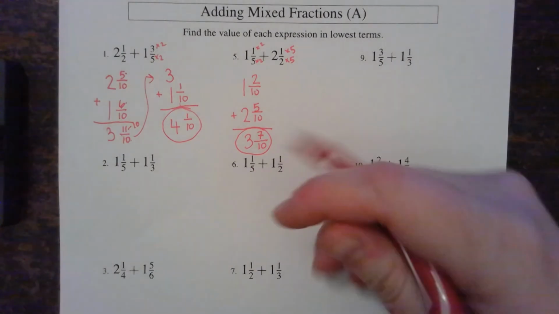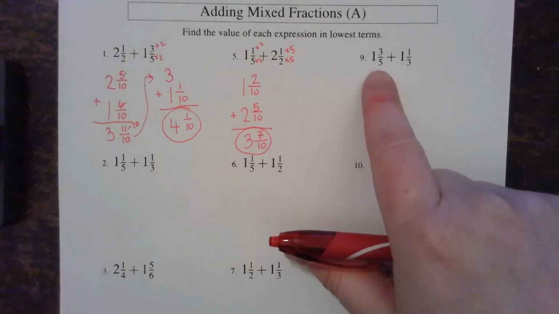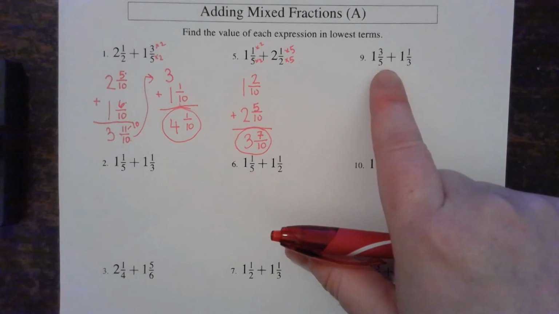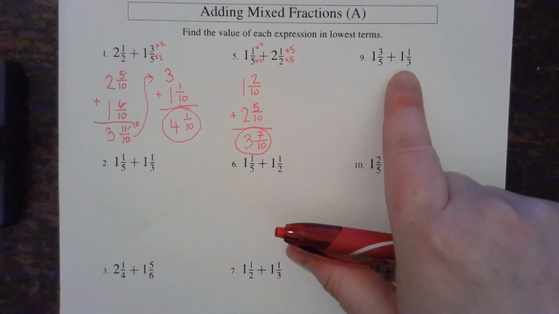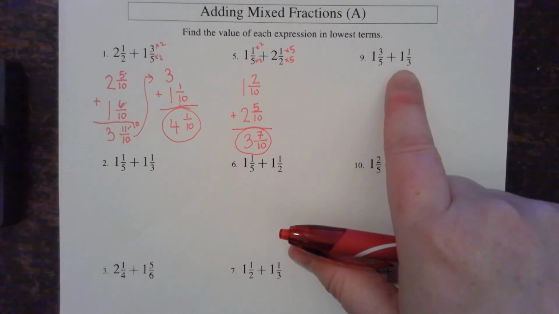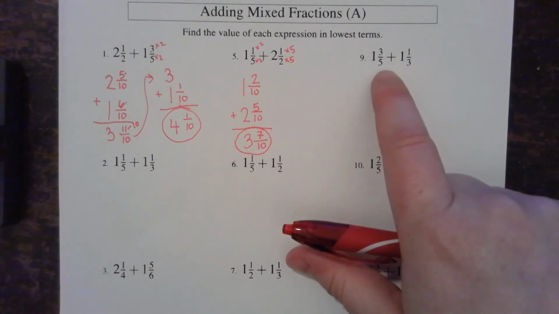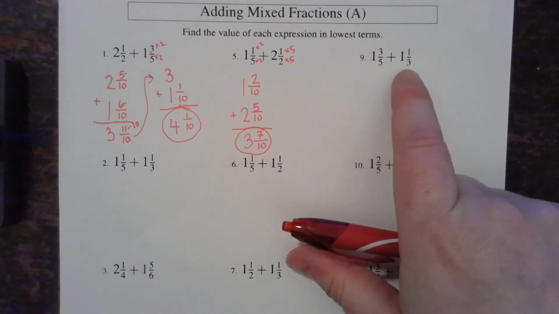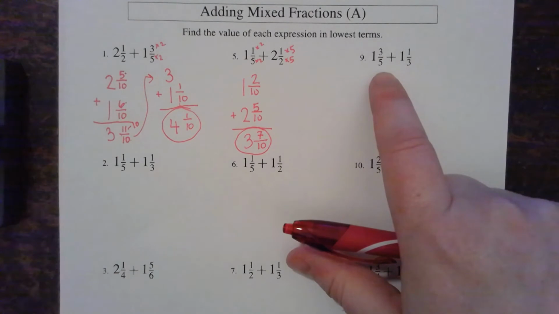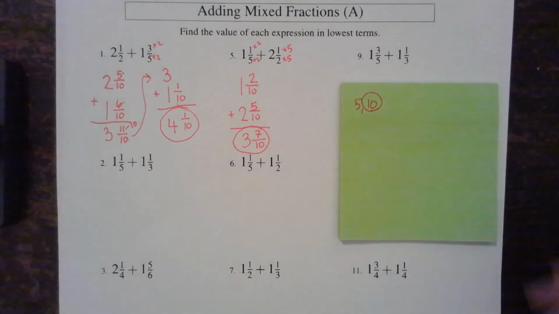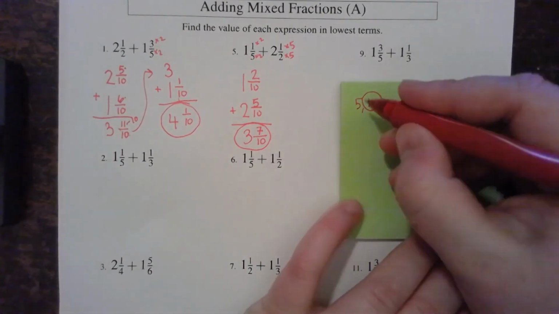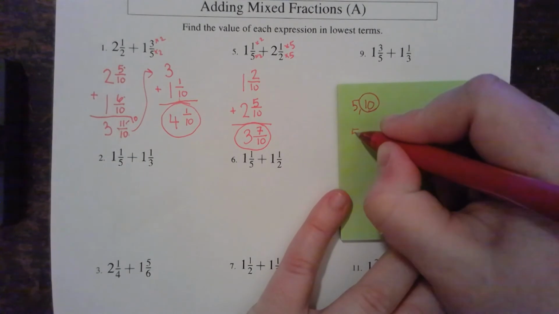All right, next one. I have 1 3/5 plus 1 1/3. 5 and 3 are my denominators. They are not the same. So we're going to try to figure out what we can do. Okay, I know that 3 will not go into 5 evenly. So I'm going to go ahead, take my scrap paper, and write down my 5s. Okay, 3 will not go into 5.